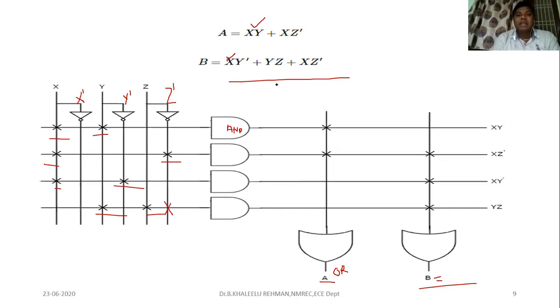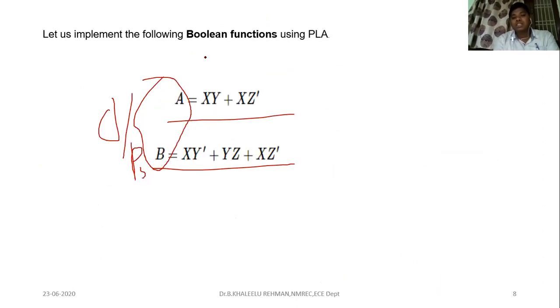Then what do we have? You have done YZ, then XZ complement. For XZ complement, this arrangement: X is here and Z complement. This is for B, A and B. Two outputs. A is one output and B is another output. So this is how you can represent your programmable logic array.